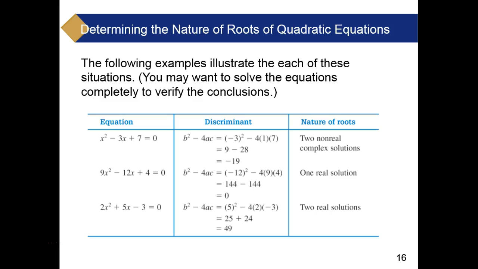Okay, how about this one? Might need a calculator for this one. No, not 9 squared. B squared. Yeah. Anyone know what that is? 144. And then it's minus 4 times this times this. Again, that's going to be a negative. Okay? So what's 4 times 4 is 16. 16 times 9 is?